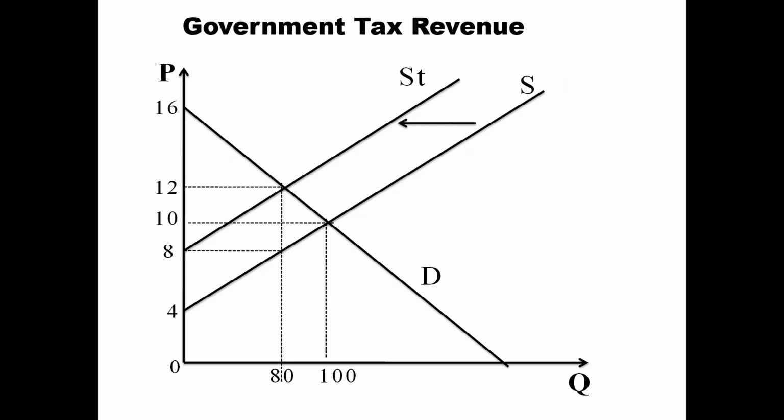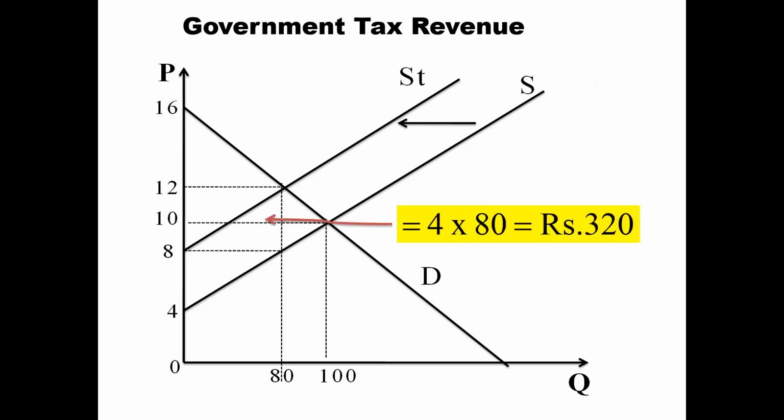Yes, 320, which is this area. 4 into 80. This area is the government tax income. Right, mark this area and show the calculation. 4 into 80, that's 320.